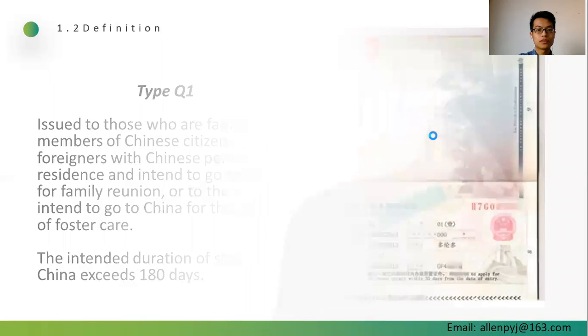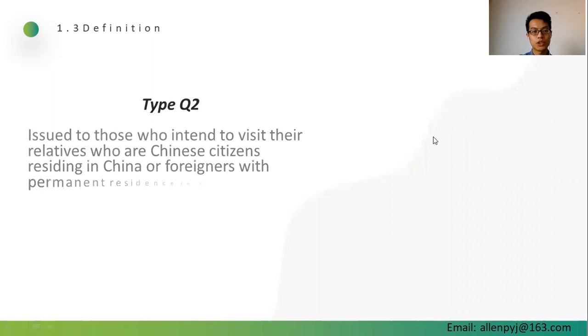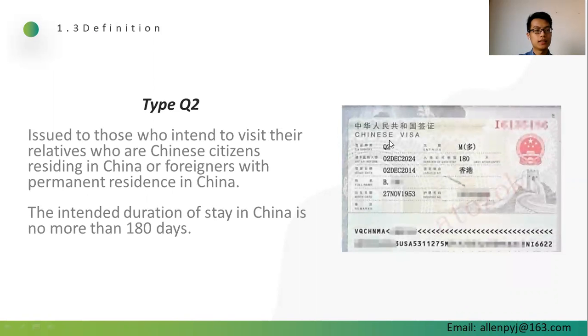The second one is Type Q2. It's issued to those who intend to visit their relatives who are Chinese citizens residing in China or foreigners with permanent residence in China. Its validity is less than 180 days.